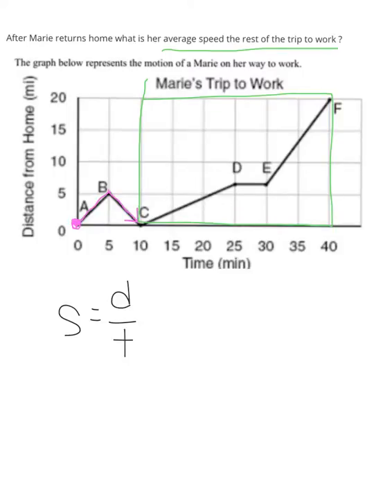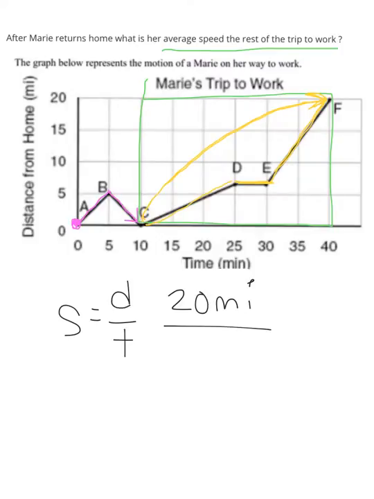So if we look at the total distance that she covers from C to F, that distance is going to be 20 meters. So she goes from 0 to maybe, I don't know what that would be, maybe like 7, and then she rests for a little bit, and then she travels the remaining 13 or so, but you're looking at the total distance that she covers, so that would be 20 miles rather.